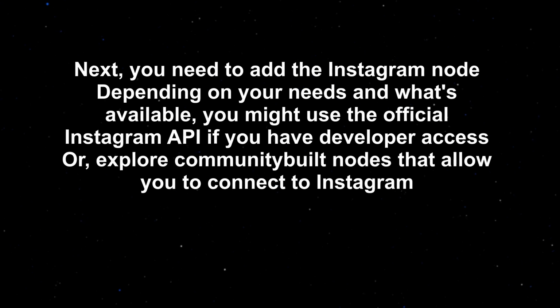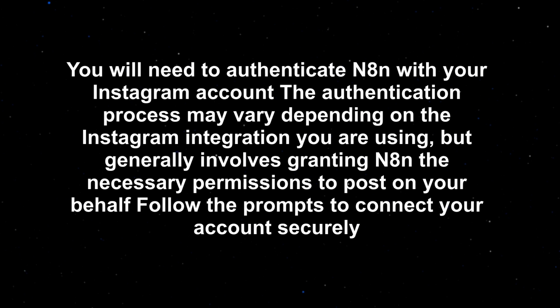Next, you need to add the Instagram node depending on your needs and what's available. You might use the official Instagram API if you have developer access, or explore community-built nodes that allow you to connect to Instagram. You will need to authenticate N8n with your Instagram account. The authentication process may vary depending on the Instagram integration you are using, but generally involves granting N8n the necessary permissions to post on your behalf. Follow the prompts to connect your account securely.